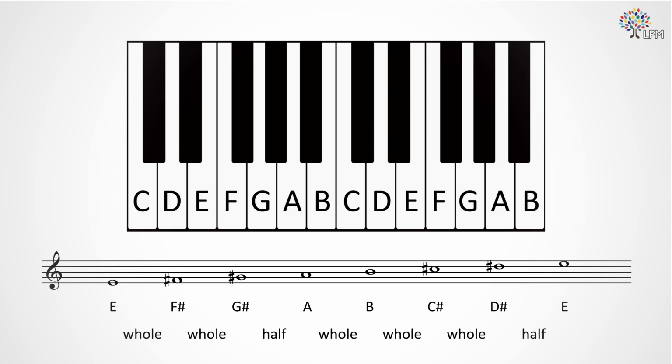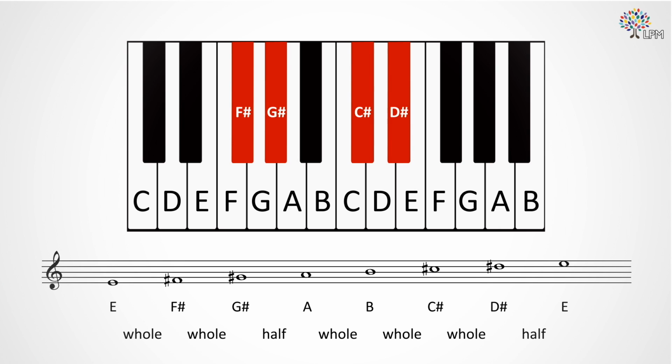Notice that when making sure we skipped a key for all our whole steps, we ended up using 4 out of the 5 black keys. Those notes are F sharp, G sharp, C sharp, and D sharp. We're using sharps here rather than flats, so every letter name shows up in the scale once, and we don't have something like E, G flat, A, B, D flat, E.